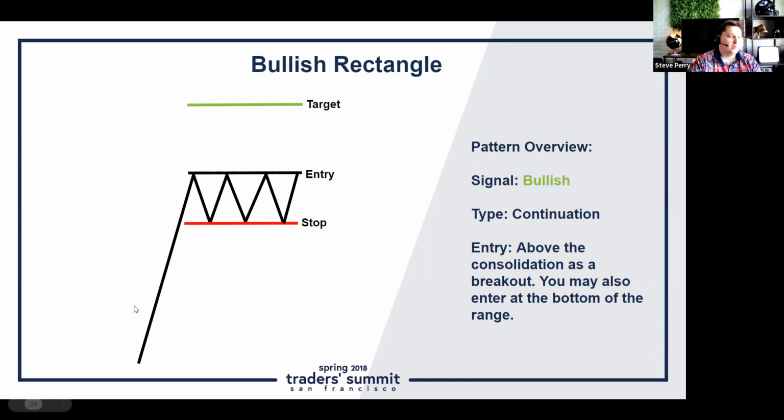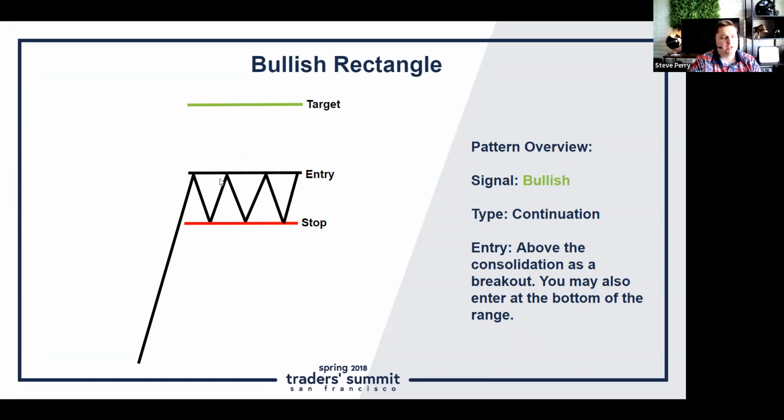But bull rectangle is basically a market that comes up and then basically stays up. Okay. It just comes up here, stays up here, and then the idea is that it's just going to continue. It's just here for a pit stop. It's just along the freeway, comes to a pit stop, and then it's just going to continue.